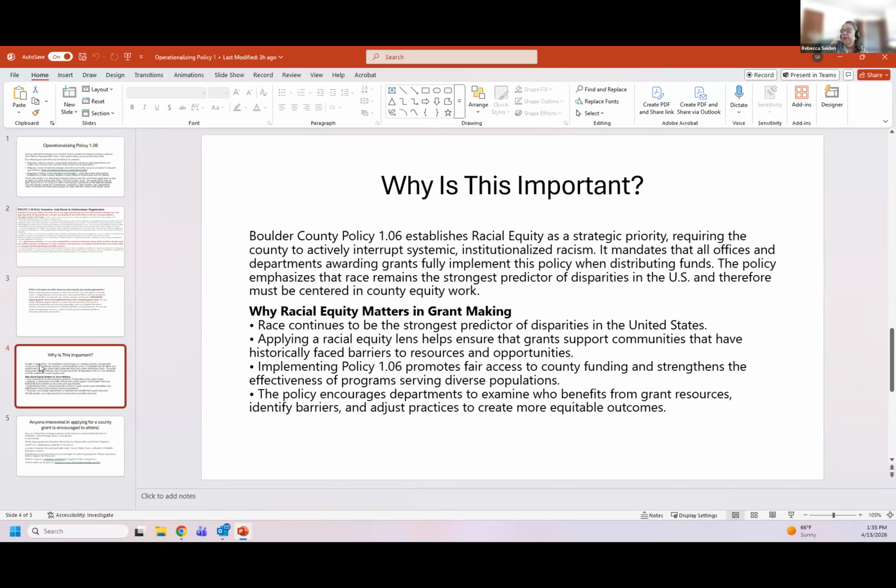We need to apply a racial equity lens to help ensure that grants support communities that have historically faced these barriers to resources and opportunities. By implementing Policy 1.06, we promote fair access to county funding, and we also strengthen the effectiveness of programs serving diverse populations. The policy encourages all of our departments to examine who benefits from grant resources, identifying barriers, and adjusting practices to create more equitable outcomes.